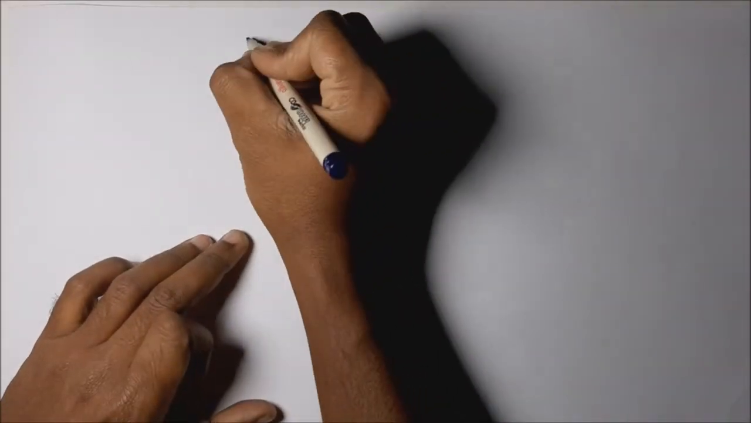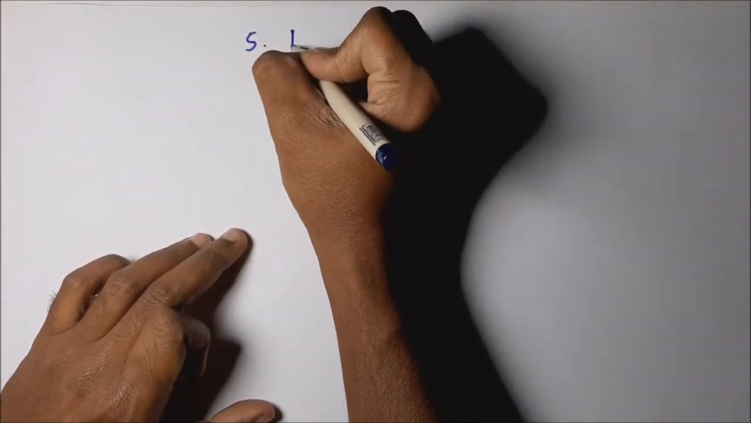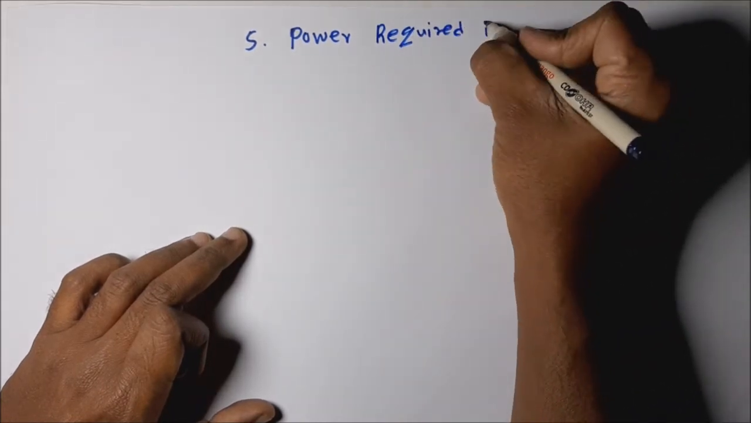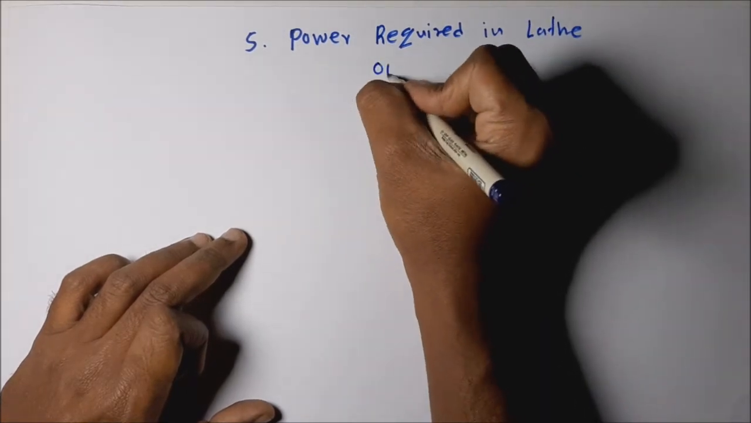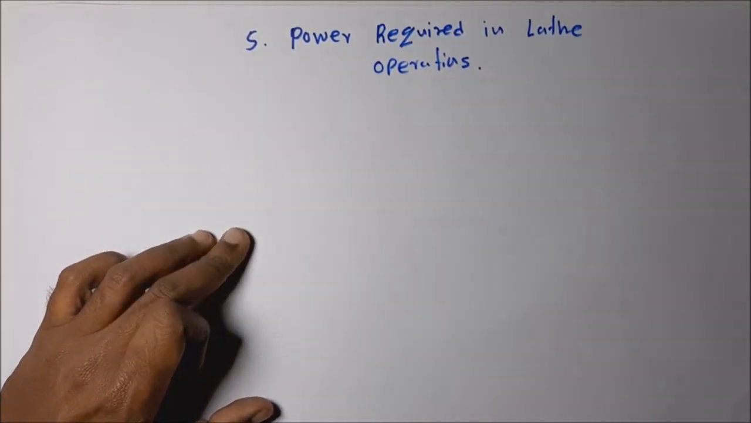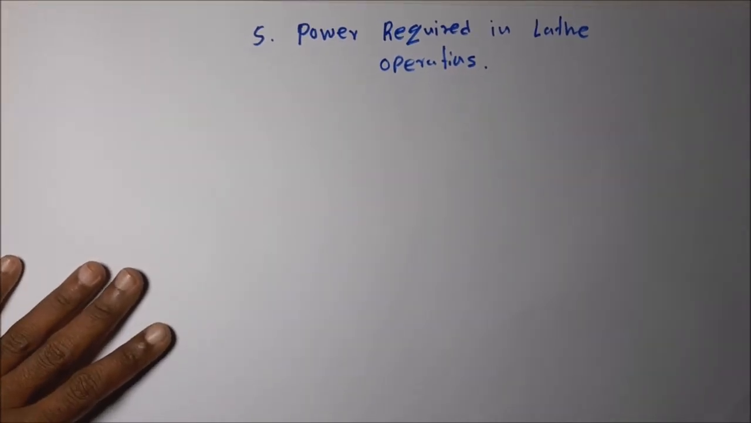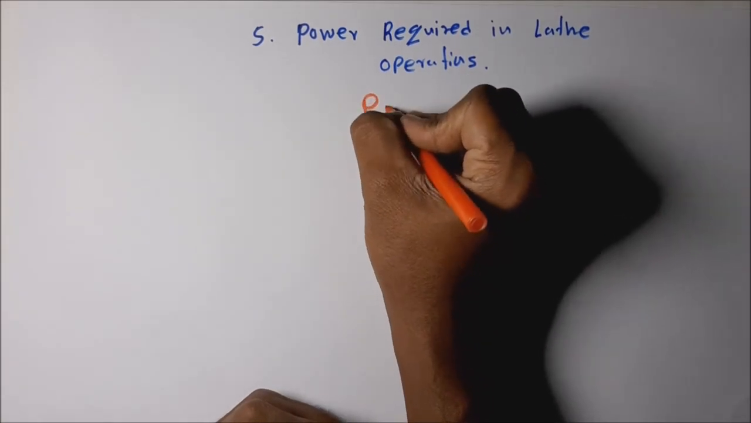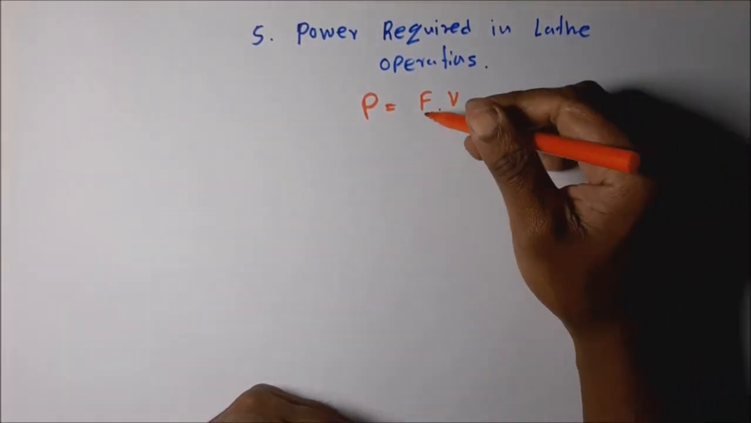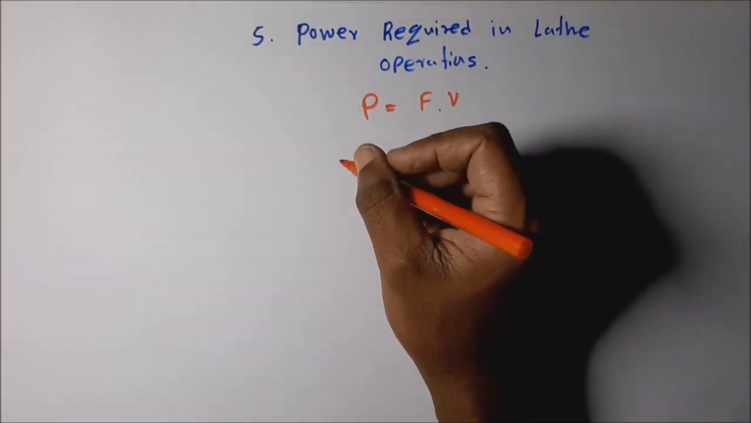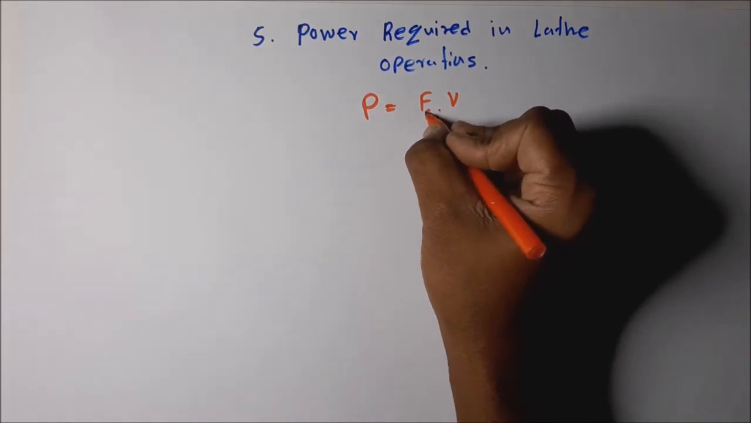Fifth calculation: power required in lathe operations. Power means work done per unit time. You know this equation, P is equal to F into V, the force and the velocity. We already discussed the cutting force and the cutting velocity, here FC and VC.